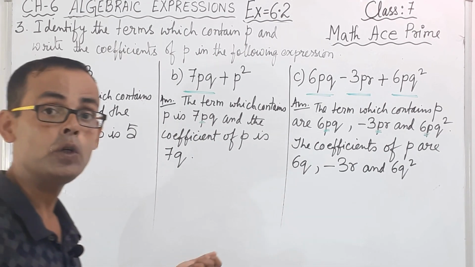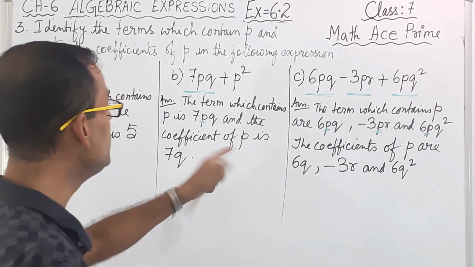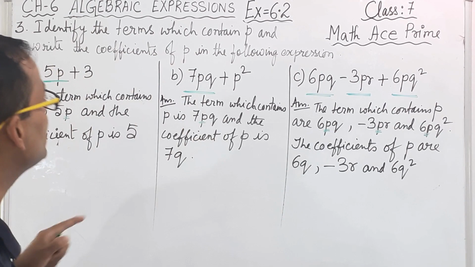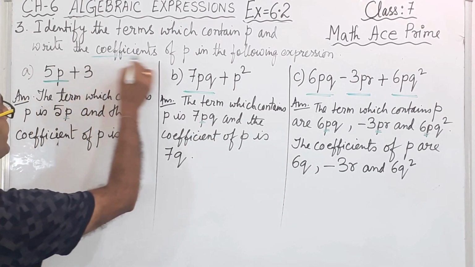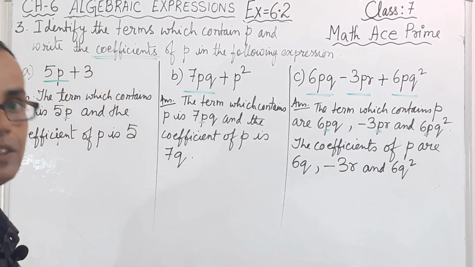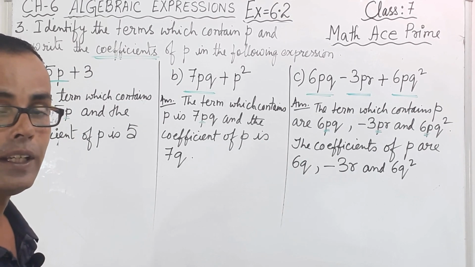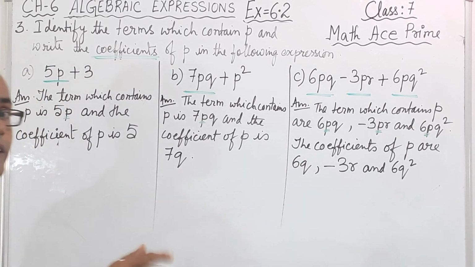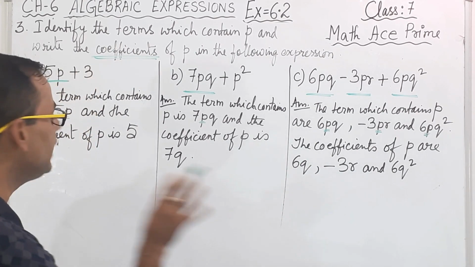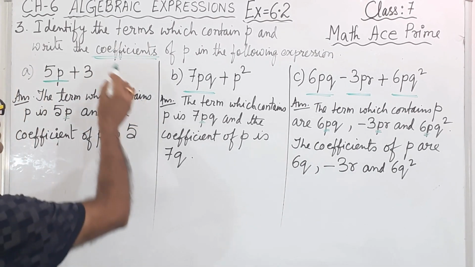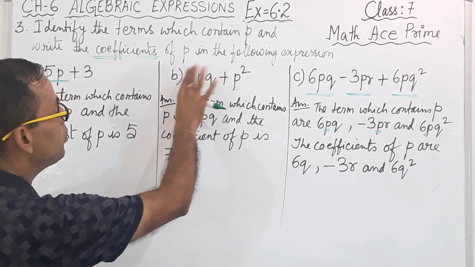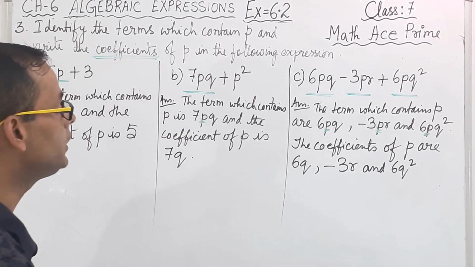Now I taught you numerical coefficient. If it is numerical coefficient, then it is only 7. But they are not asking numerical coefficient. They are only asking coefficient. So this is a very important thing. Coefficient and numerical coefficient. Numerical coefficient means only the number and the sign. But they are asking coefficient. So coefficient of P: cover the P, and whatever is left is the coefficient.